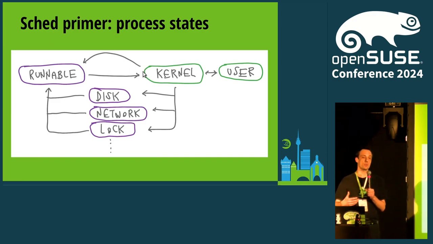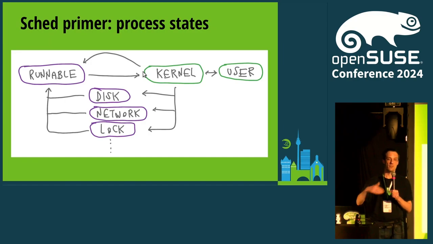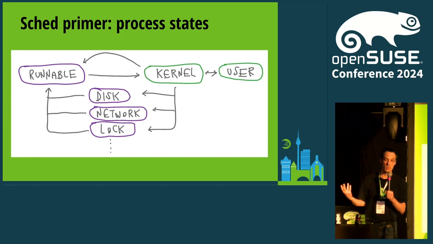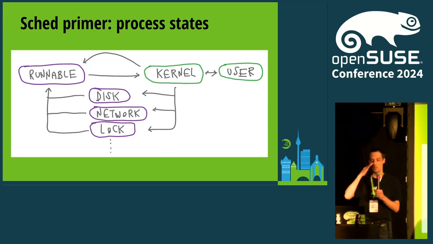But this couple of arrows here is called preemption. So your time slice is over. Even if you run, there are other threads that need to run. And the scheduler does this arbitration. And so this is what scheduling is about.